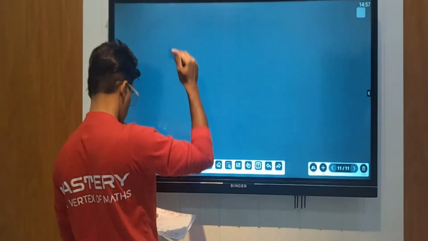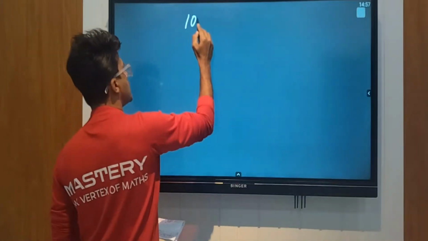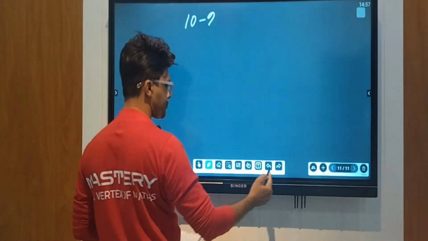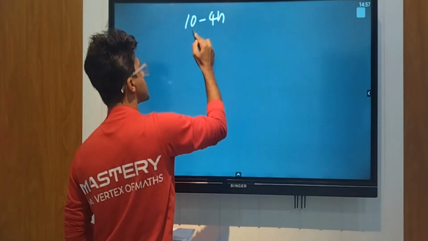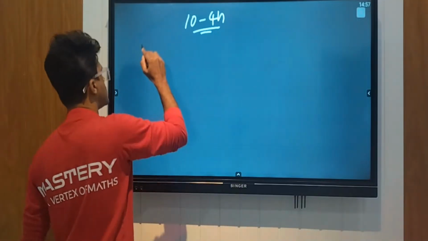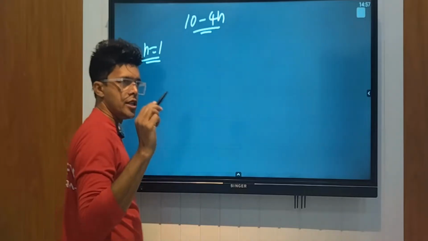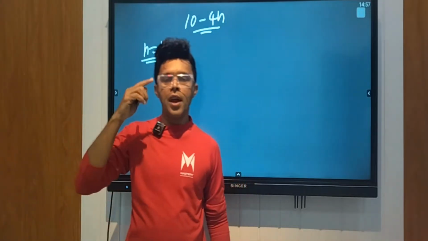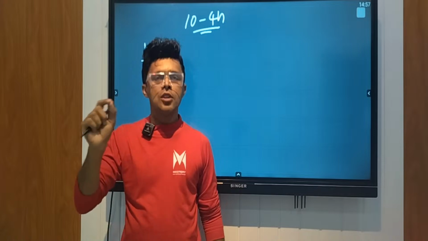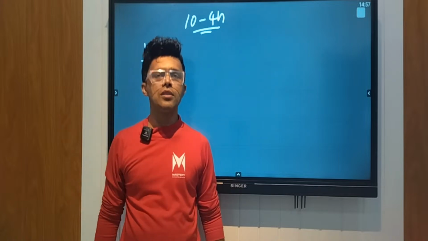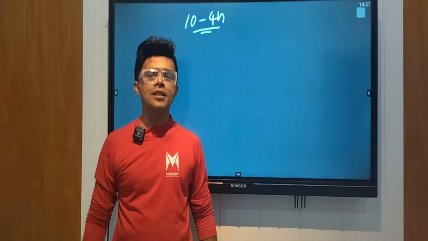10 minus 4n. 10 minus 4n is the general term. Let's get the first three terms of this number pattern. You could substitute n equals 1 here. You could pause the video and do this one right now, and just find the first three terms.